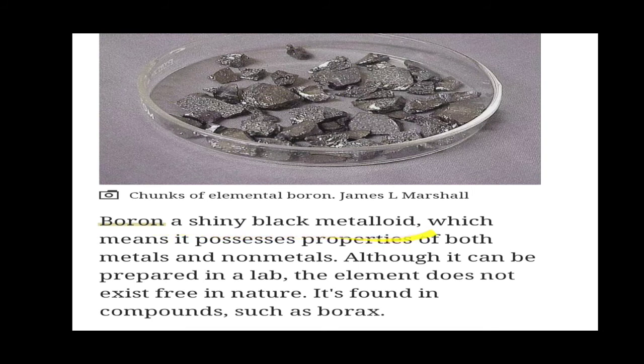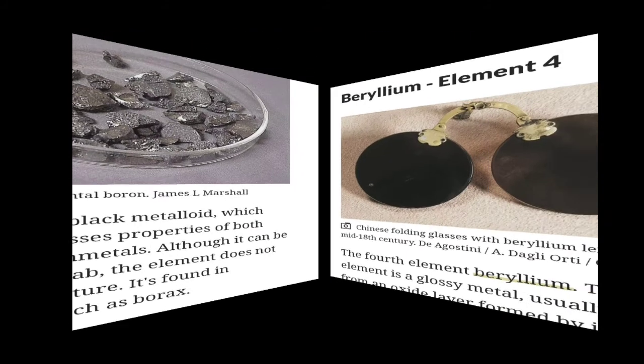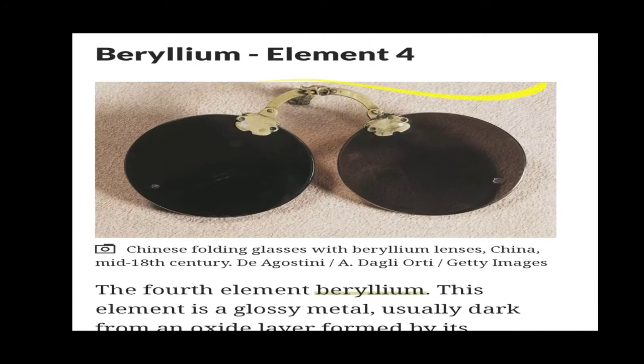Boron is a shiny black metalloid, which means it possesses properties of both metals and non-metals. So it is called a semi-metal. Although it can be prepared in a lab, the element does not exist free in nature. Then beryllium. The fourth element after lithium is beryllium, and after that boron. Beryllium is a glossy metal, usually dark in the form of an oxide. It forms an oxide layer on the metal.